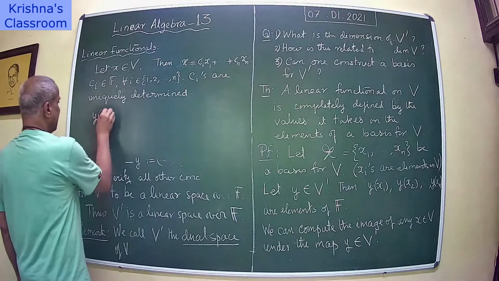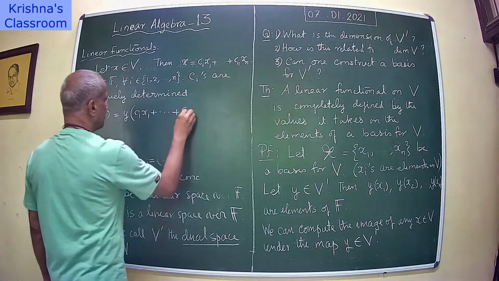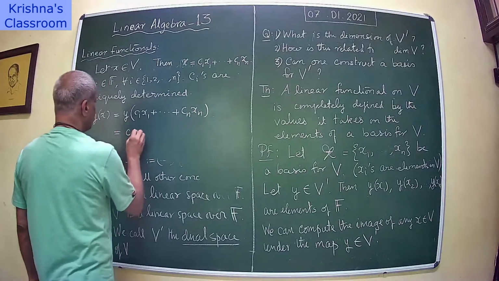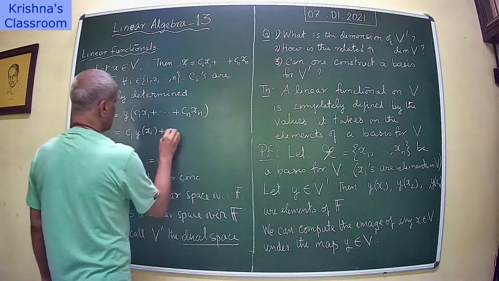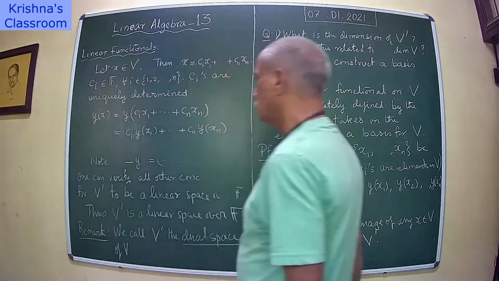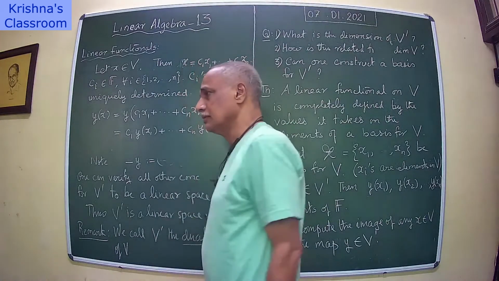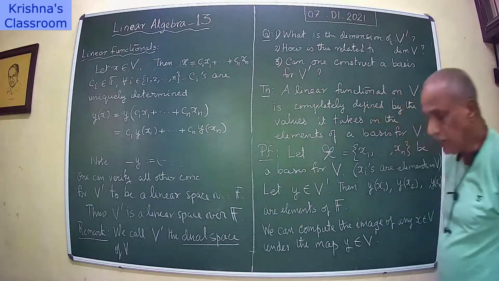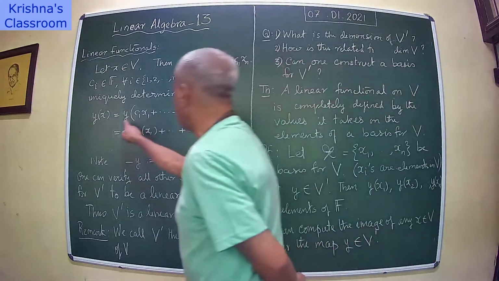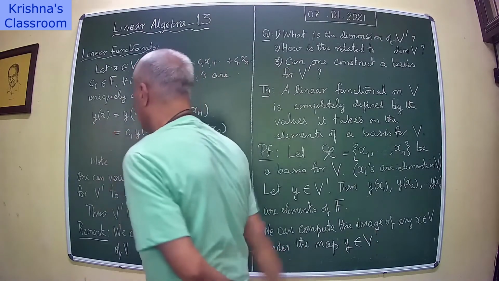Okay. Now, what about y of x? y of x is equal to y of c1 x1 plus ... plus cn xn, and by linearity this is c1 y of x1 plus ... plus cn y of xn. Therefore, if you know y x1, y x2, etc., y xn, that means the evaluation of y on the ordered basis x1, x2, etc., xn, then you completely know this number. That means the image of x is fixed.